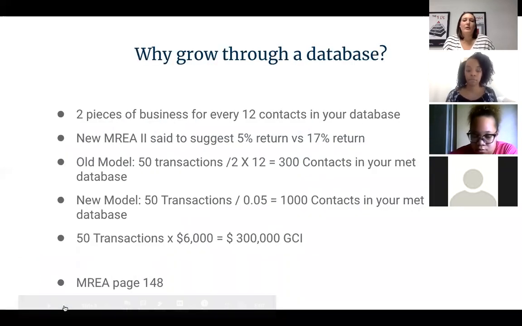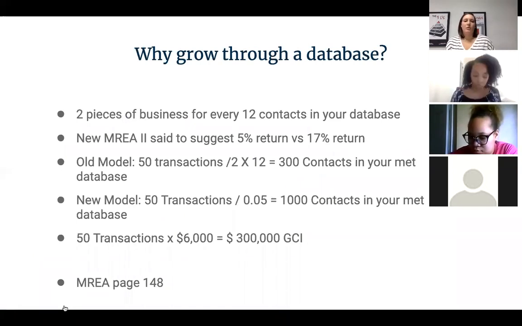So why do we go through a database? The model is you get 2 pieces of business for every 12 contacts in your database. And that's why we call it a data bank, right? The whole idea is to grow it and deposit so that you can then take withdrawals.